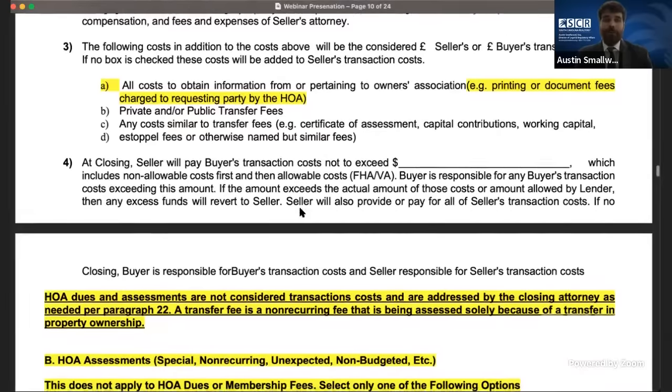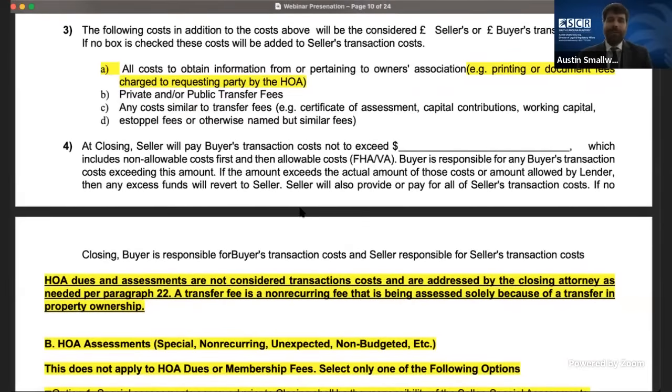So what are those costs? A, any cost to obtain information from or pertaining to an owners association. There have been a lot of calls on the hotline about what exactly that means, so the committee said, let's put some examples in there. This mostly applies if the HOA says, hey, we'll give you a copy of our covenants, we'll give you our budget, but if you want a printed copy or if you want us to send you a copy, there's a document or printing fee associated with that. So A would be any of those sorts of fees.